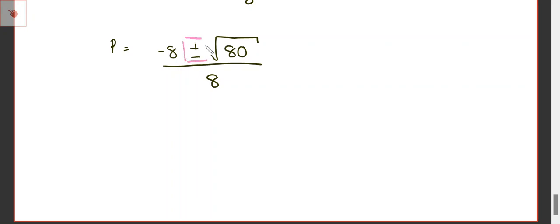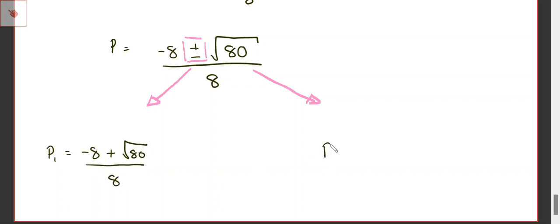The plus and minus bit. So what we do is this actually separates into the two. Remember we normally have 2 answers? Yeah. So the first answer is going to be negative 8 plus the square root of 80, divided by 8. And the second answer is going to be negative 8 minus the square root of 80, divided by 8. Okay, so we've got 2 possible answers.